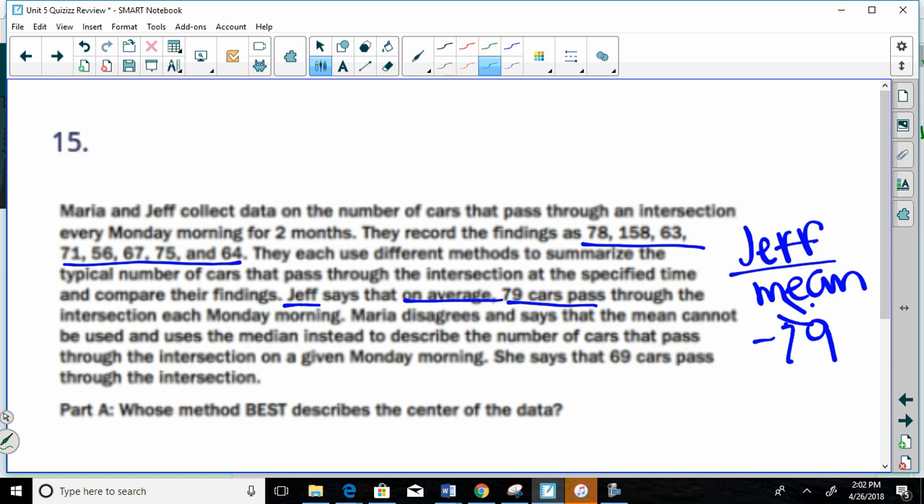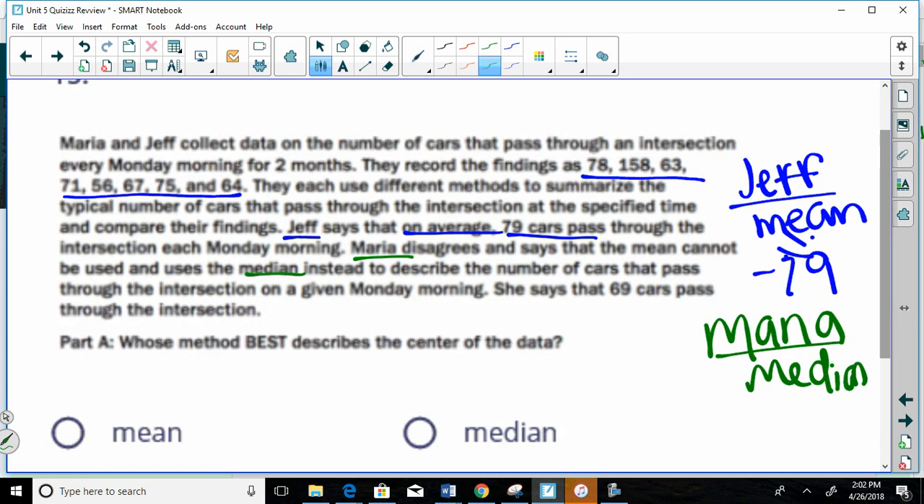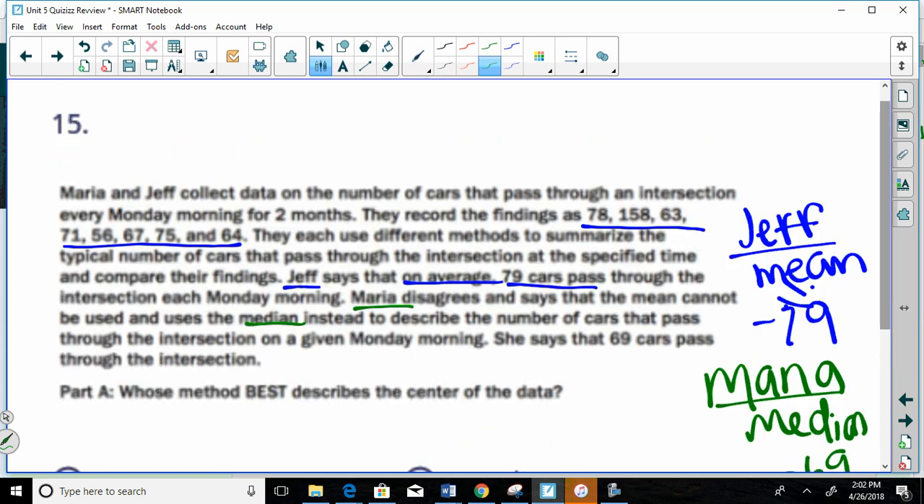Maria disagrees. Maria says that the mean cannot be used and uses the median instead. Who is correct? And she says that there's 69 cars. So first of all, we need to look at our data. Are there any outliers in that data? Yes. Which number? 158. That one's a lot bigger. So it's an outlier. It's a number that's way bigger or way smaller than the rest of your data.